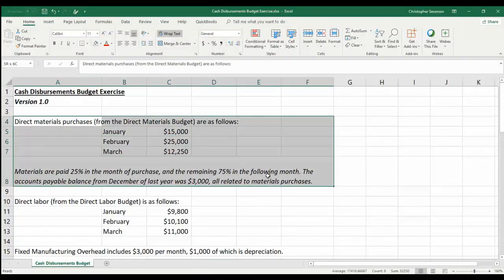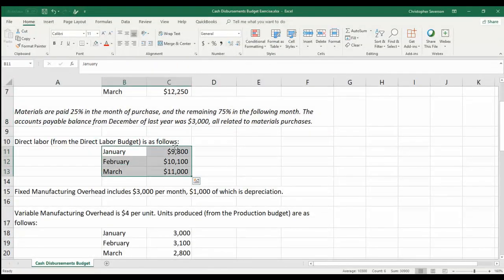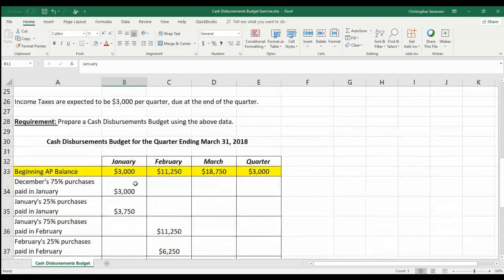So we're done with all of this. Now we just have direct labor. And this one's an easy one because we just simply carry these amounts into the budget. We don't have to worry about one month to the next. We just carry these amounts and plug them in to their respective months.